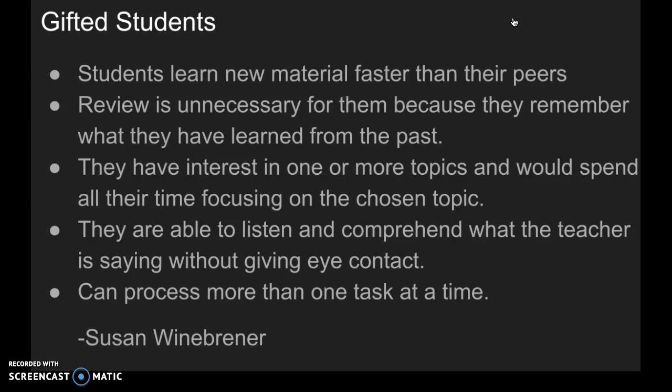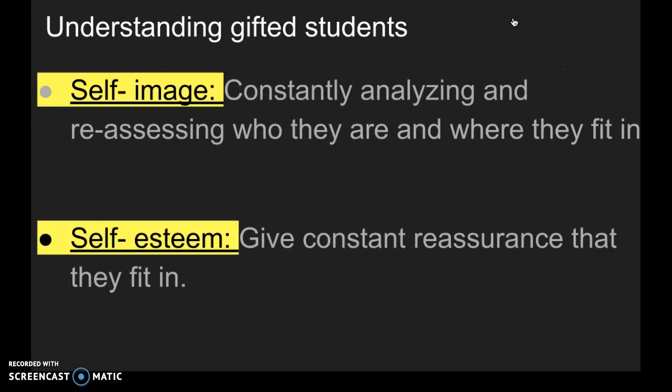because the teacher may not think the student is listening or comprehending what's going on because he's doing two things at once, which is the last one. They can process more than one task at a time. So he may be doing something else but listening to the teacher, and he is comprehending what is going on, but he's just not looking at the teacher. So again, this may cause some problems, but teachers just have to be aware that this is part of being a gifted student and they are able to listen and comprehend without giving eye contact.